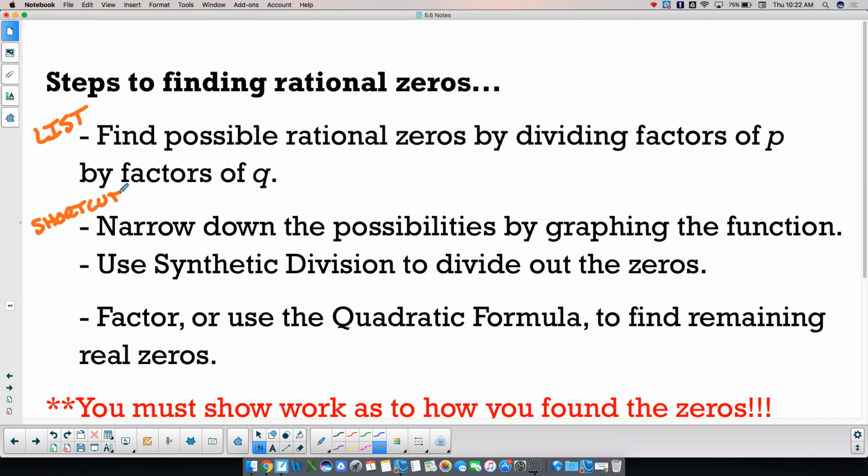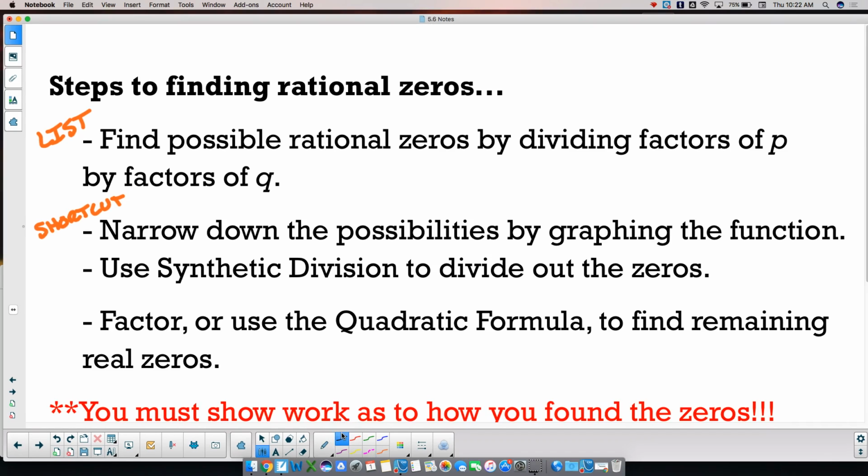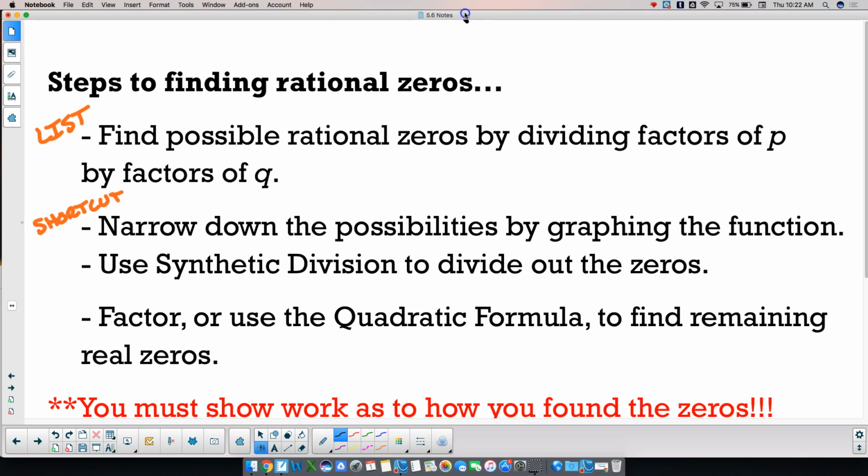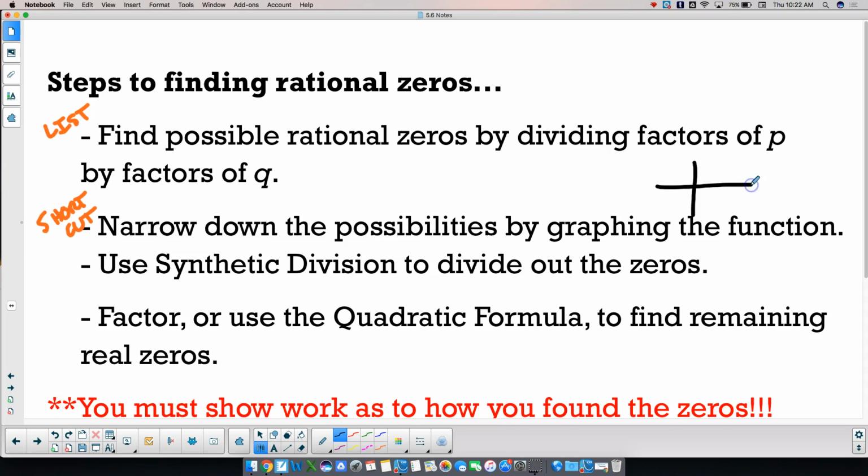So if you go to the Desmos site, which most of you have used in a previous math class, you can graph it right there on your Chromebook. Boom, there it is. So then what's going to happen is you're going to look at where your graph crosses the x-axis.